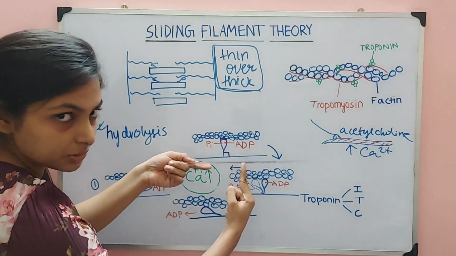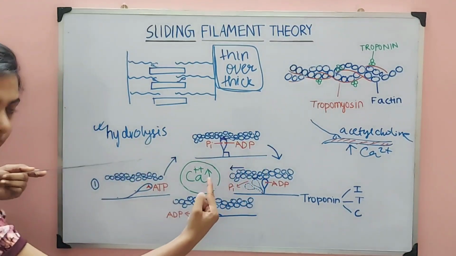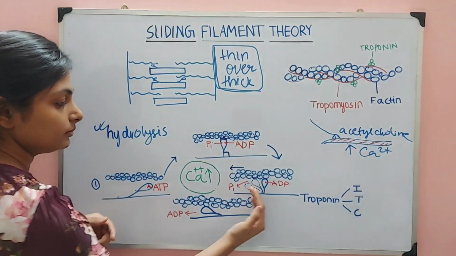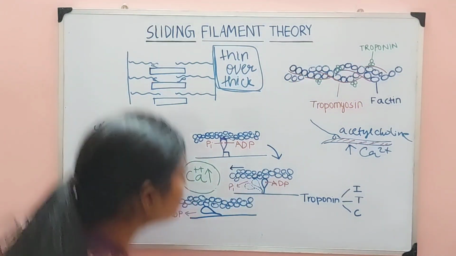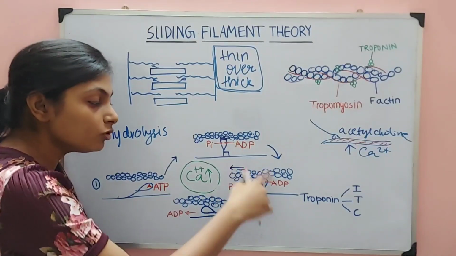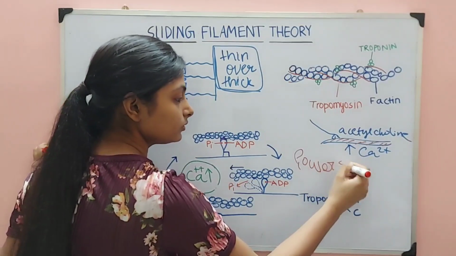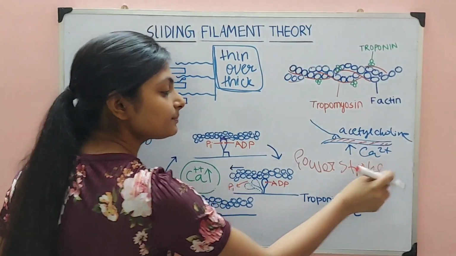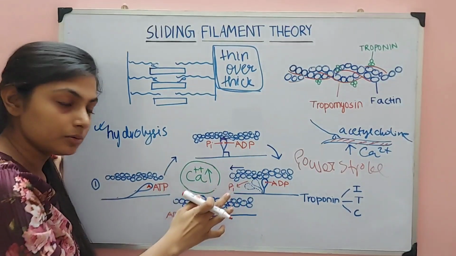So there is attachment over here. If this bends this way, this actin will also move in this direction. So this will bend this way. As a result of this, the actin will move in this direction. So this movement, this power stroke, this power stroke is because of the release of phosphate group from the myosin.